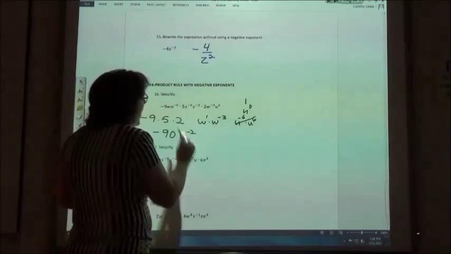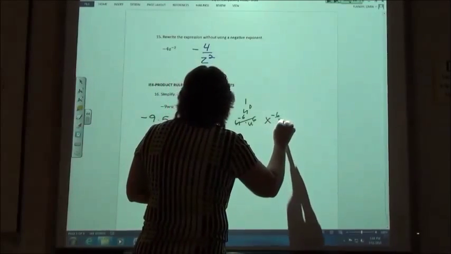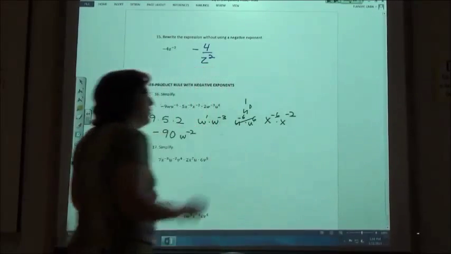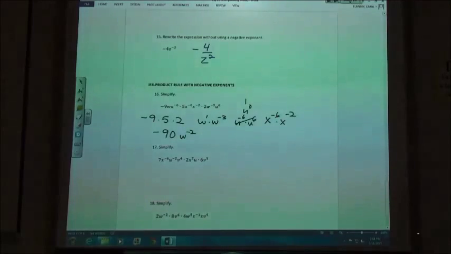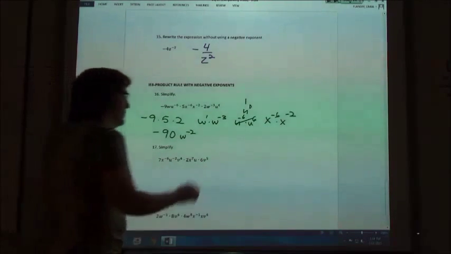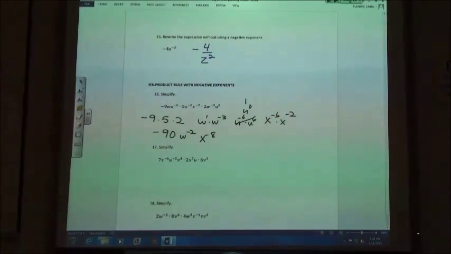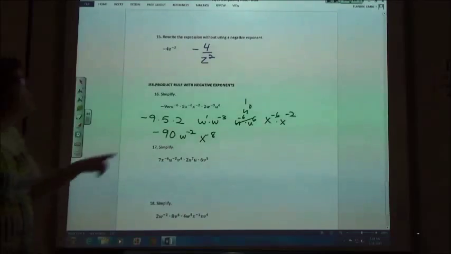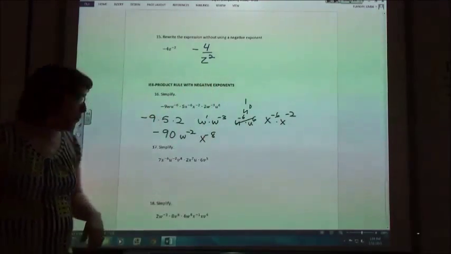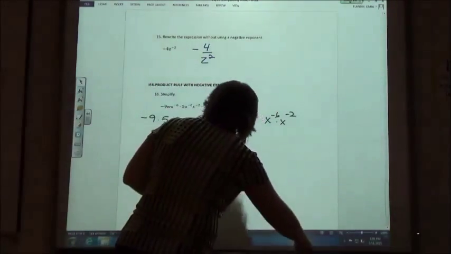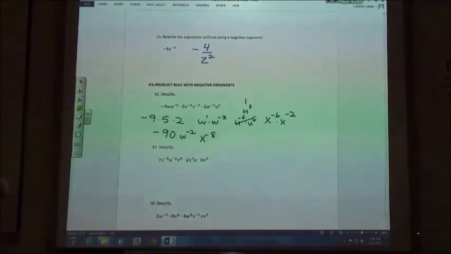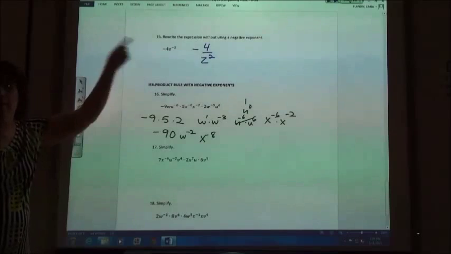And then I have some x's. I have x to the negative 6 and x to the negative 2. So negative 6 plus a negative 2 would give me negative 8. So I've got everything combined, but now I want to simplify it without using that negative exponent. So how would I want to rewrite my answer so that I don't have those two negative exponents? Thinking about what we did up here.